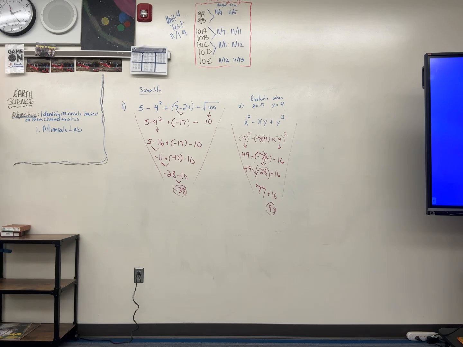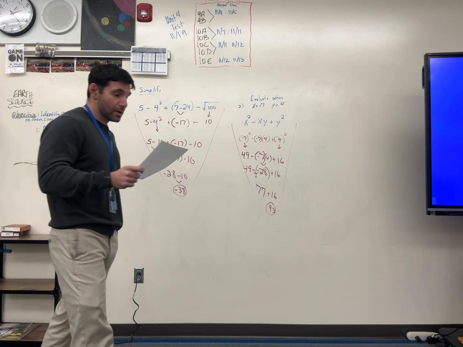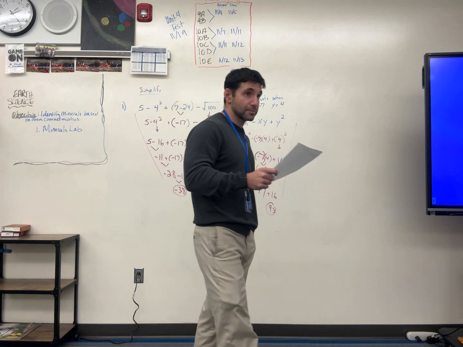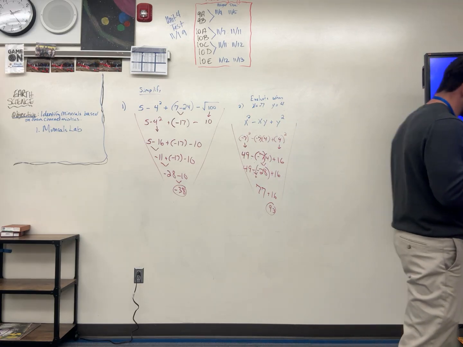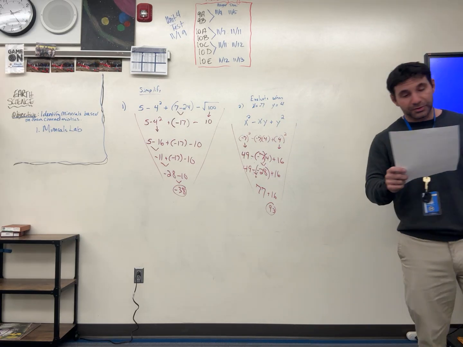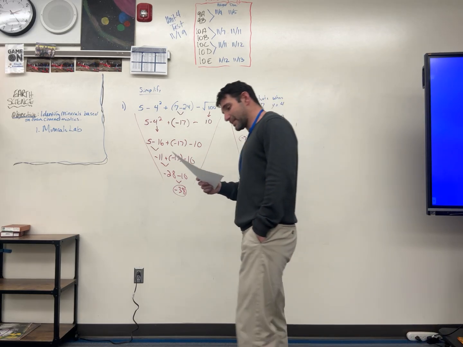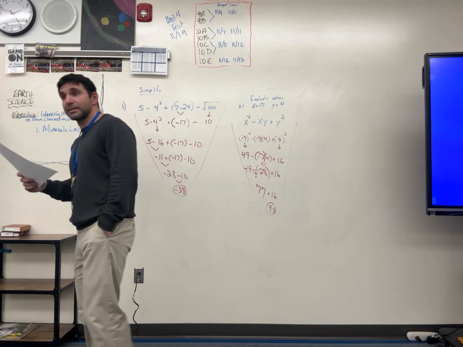Questions on 1 through 11? We're good? What's number 9 again? 9 was y equals negative 9 divided by 5 x plus 7. Good? Okay. Number 15, y equals negative 11/6 x minus 8.